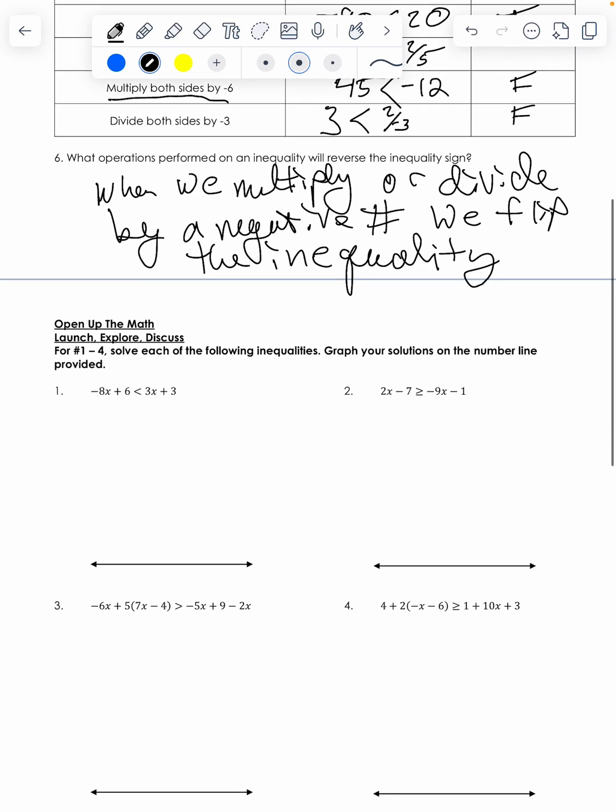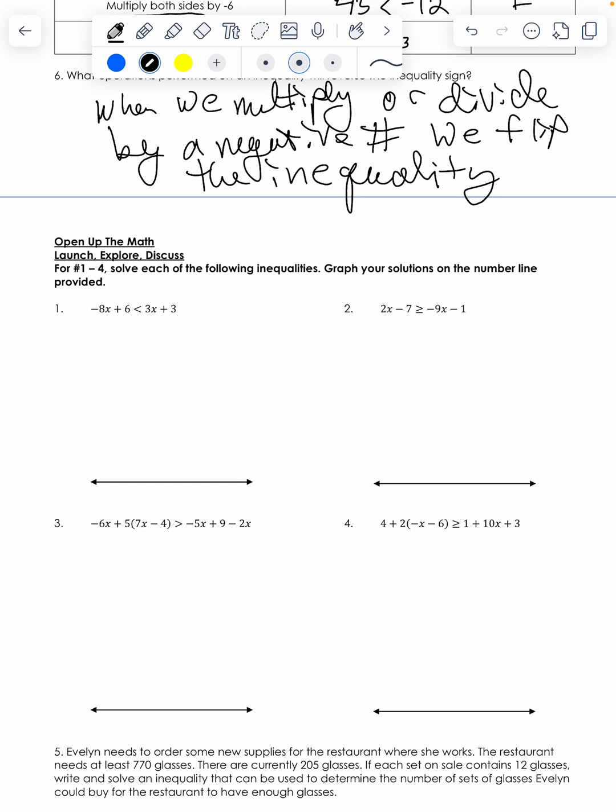And you do these exactly like you would any equation, right? We're going to add to both sides. We're going to subtract from both sides. And we're just trying to get all of the x's on one side of our equation so that we have a balanced equation, right? So let's see what that looks like. If we're doing number 1, for example, I'm going to start by subtracting 6 from both sides. That's going to give me my -8x is less than 3x minus 3.